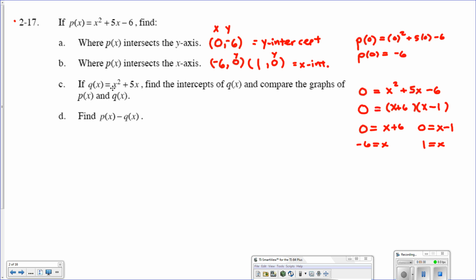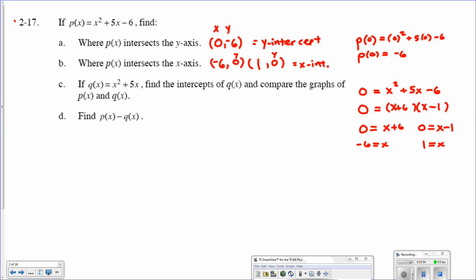If q of x equals x squared plus 5x, find the intercepts of q of x and compare the graphs of p of x and q of x. This one is very similar to the one we have up here, but you'll see that we're missing the c term, or minus 6 there. If we were going to find the x-intercepts and the y-intercepts, we could do the exact same thing.